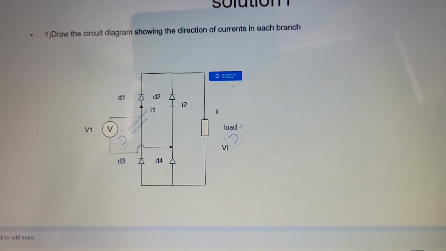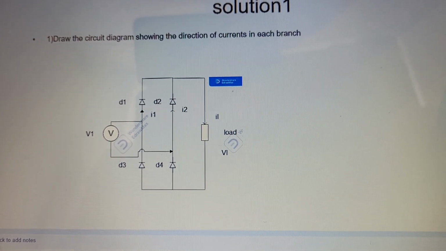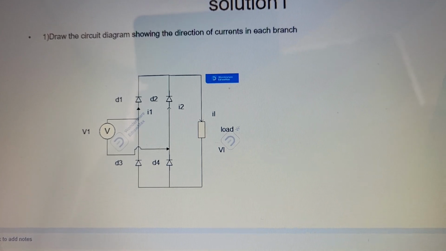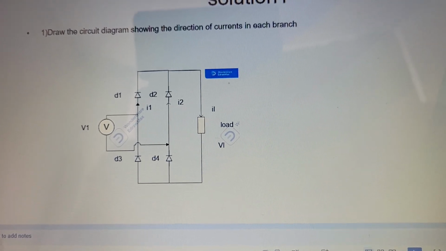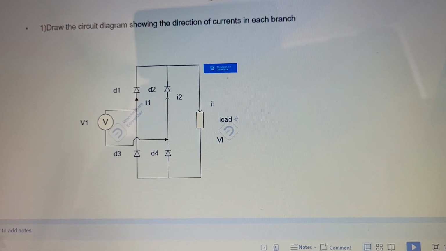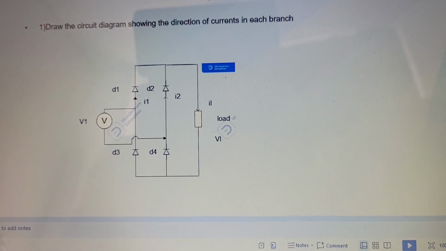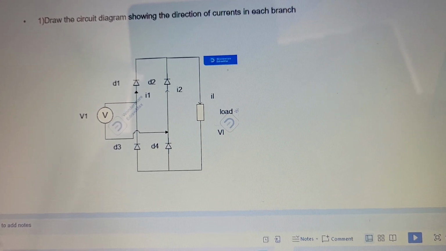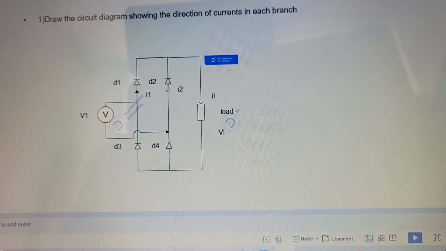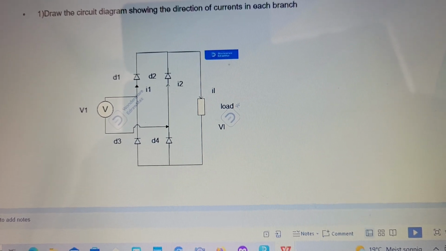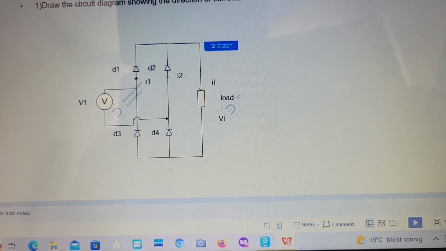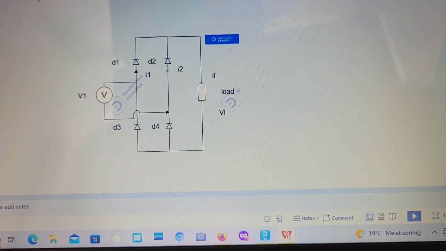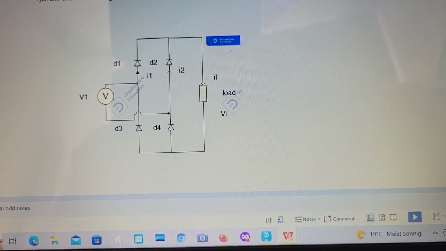It says, draw the circuit diagram showing the direction of current in each branch. From the question, we are talking about full wave rectification, and with full wave rectification, we are talking about a bridge of 4 diodes. From the diagram, you can see the 4 diodes: D1, D2, D3, and D4. You can find the direction of the current on the individual branches, I1, I2, and IL. We have our voltage supply, V1.